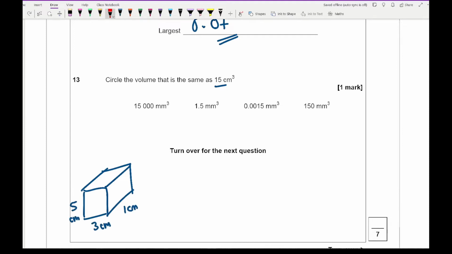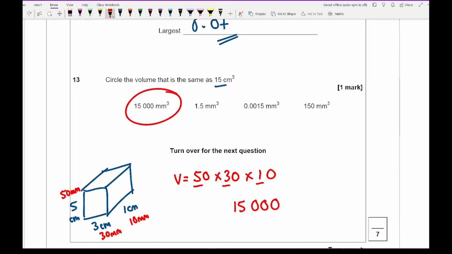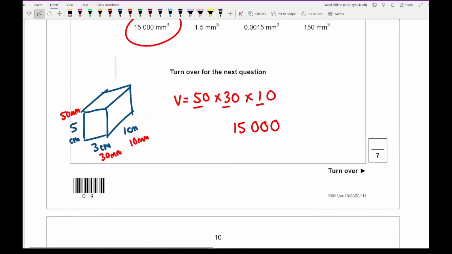Now if I then convert each of these lengths into millimeters, that's going to be 50 millimeters, that's going to be 30 millimeters, and that's going to be 10 millimeters. Then the volume using millimeters is going to be 50 times 30 times 10. So 5 times 3 times 1 is 15. And then how many zeros have I got altogether? Well, I've got 3. So it's 15,000, I should say. So it's my first option.